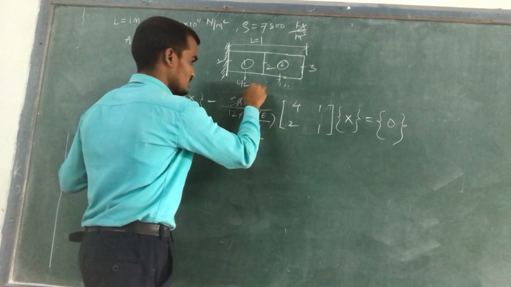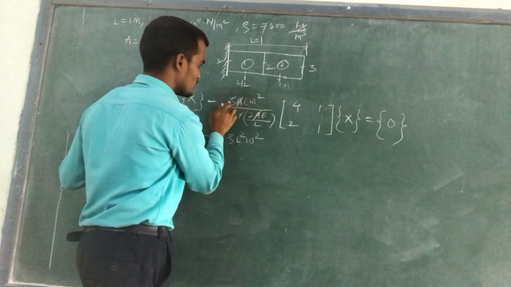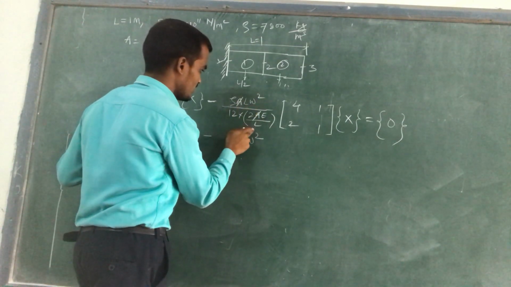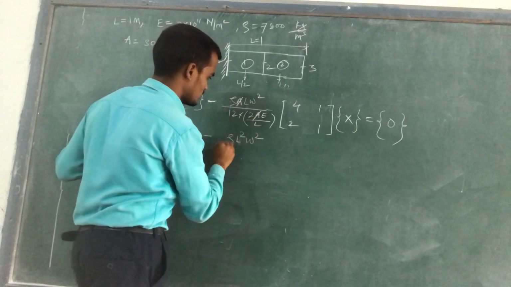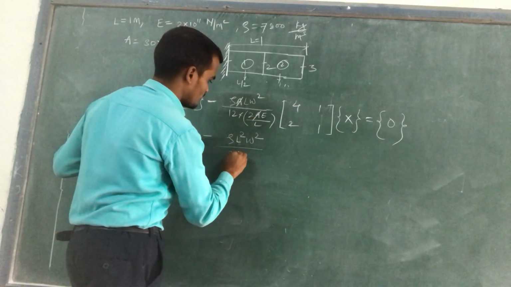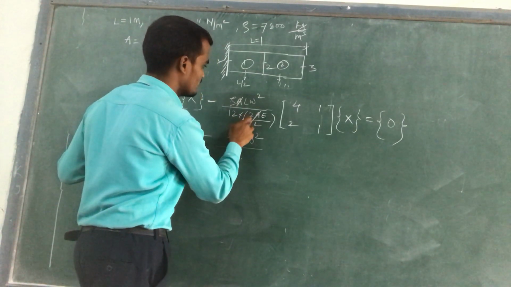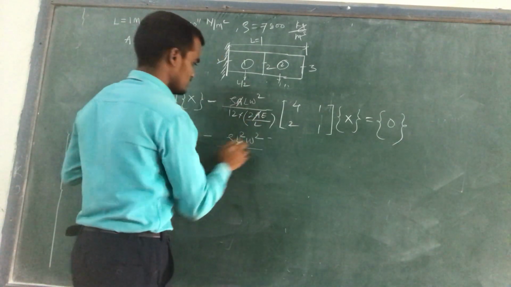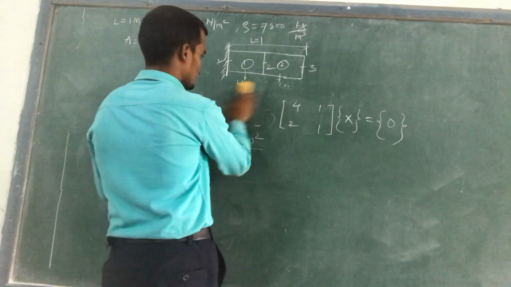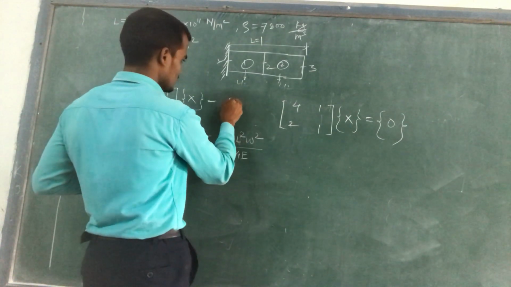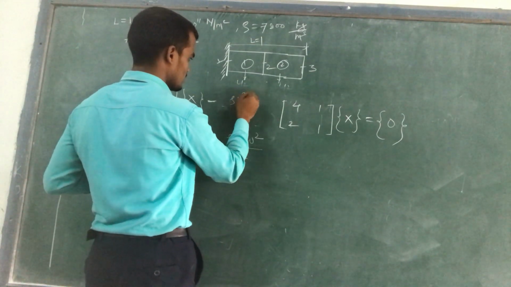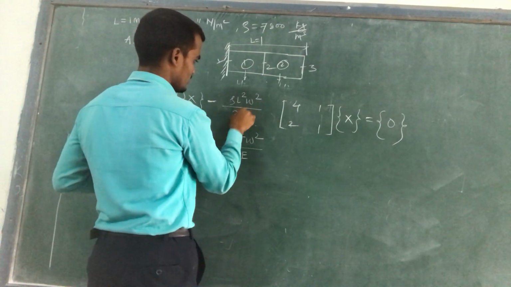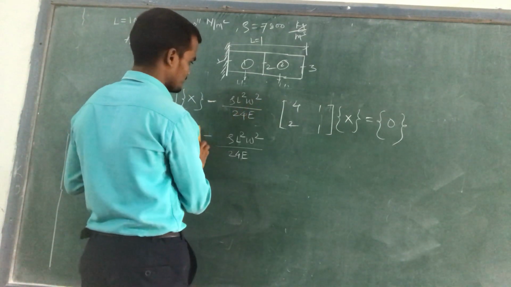So L will get to the numerator, so it will get rho into L square into omega square divided by 12 into 2, that is 24 times E. Okay, so this is the value. So we will write down the value rho into L square into omega square divided by 24 times E.